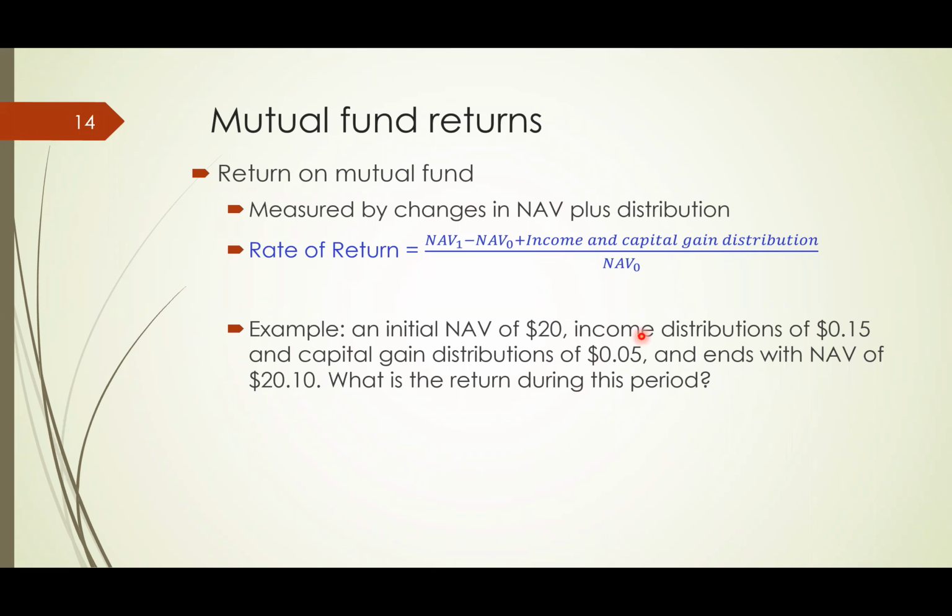For instance, the initial net asset value is 20, income distribution is 50 cents, and capital gains distribution is 5 cents, and the ending net asset value is 20.10. So what's the rate of return? Net asset value has changed by 10 cents. Distribution is 20 cents. So the net change is 30 cents out of 20 of the initial net asset value, and the rate of return is 1.2%.